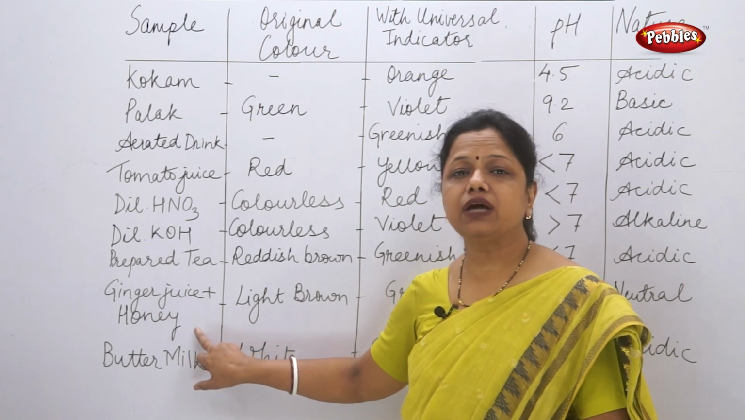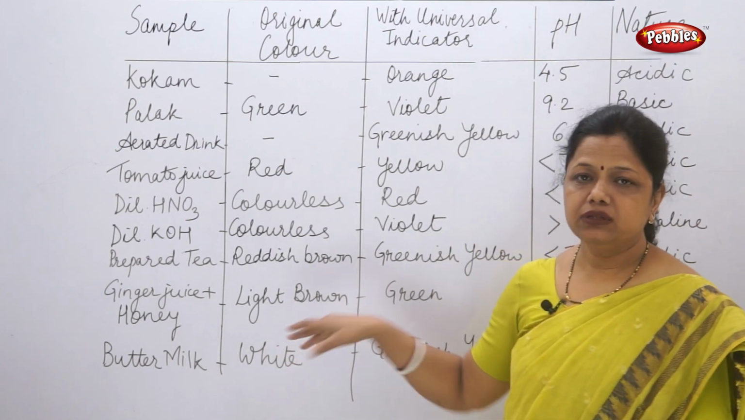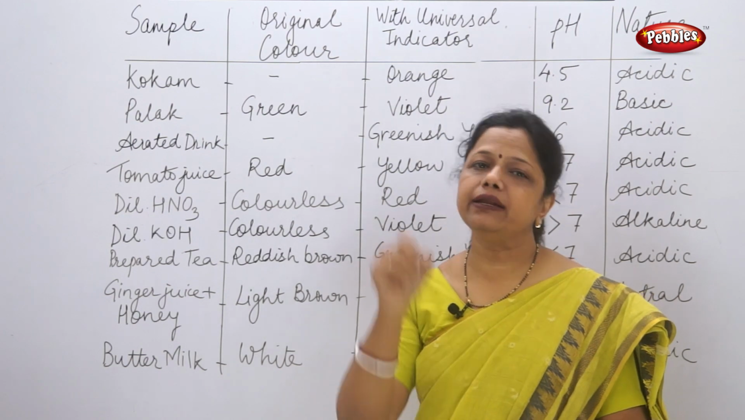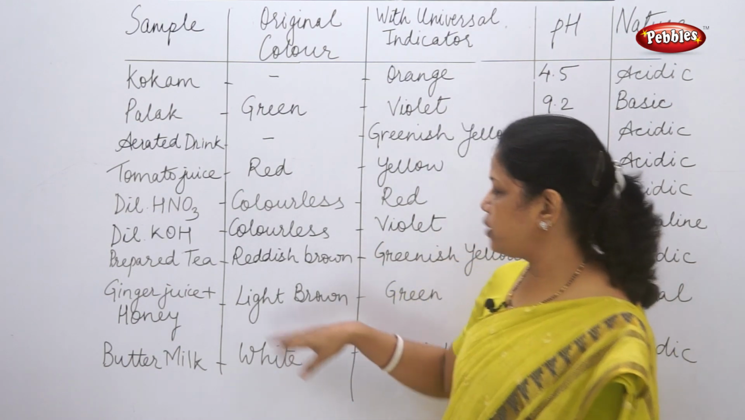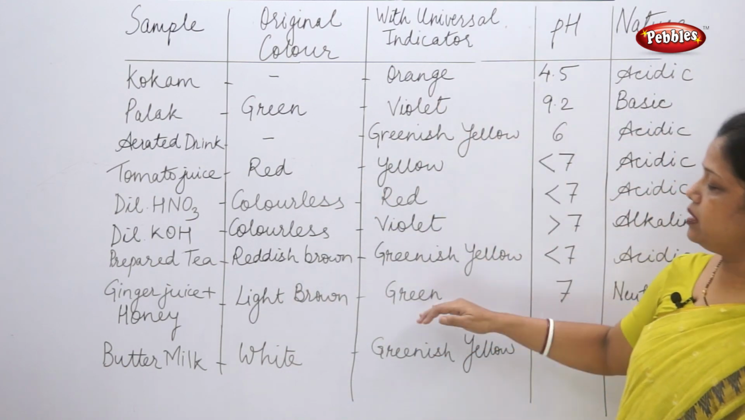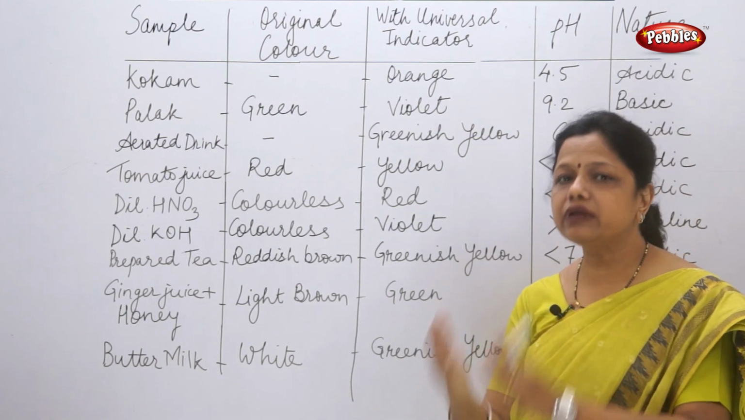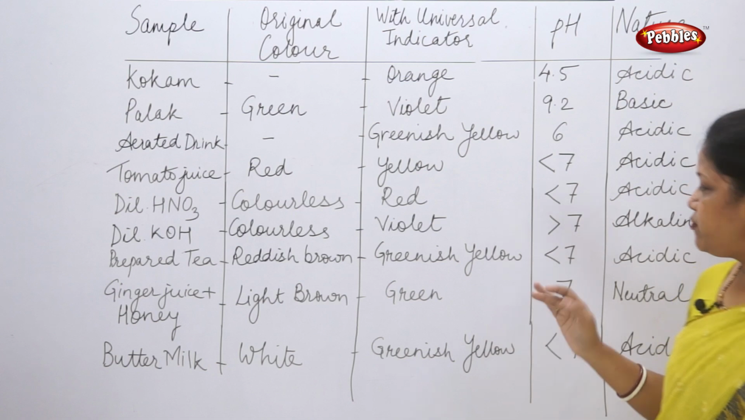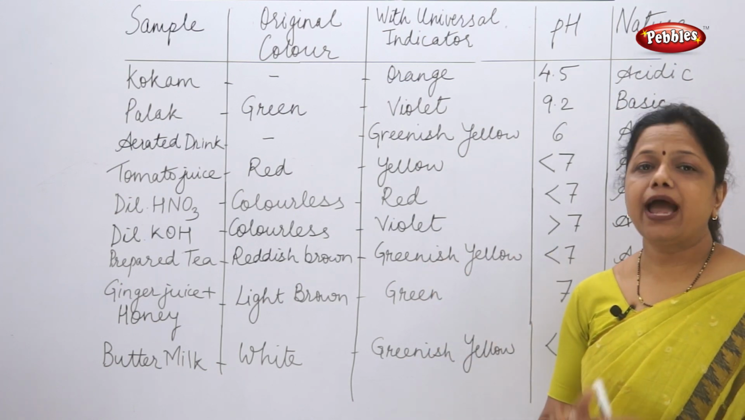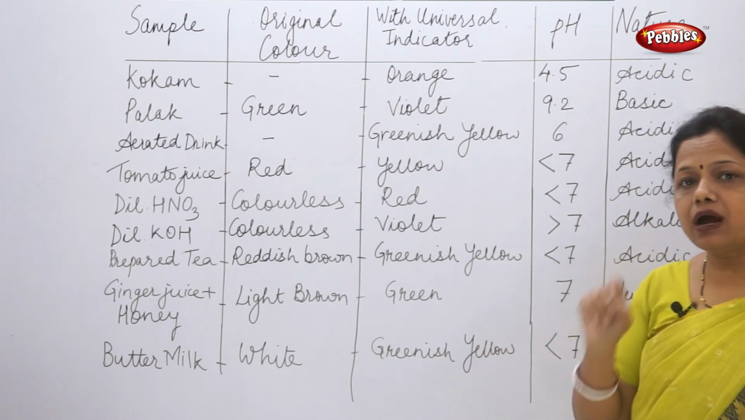Now ginger juice with honey is taken, its original color is light brown. Ginger, if you take and grate it, you take the juice, add honey to it, honey is brownish in color, so it is light brown in color, original color is light brown. With universal indicator, it turns to green. Now, I am not saying greenish yellow, I am saying green.